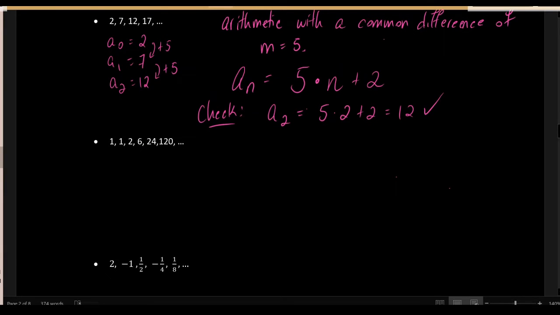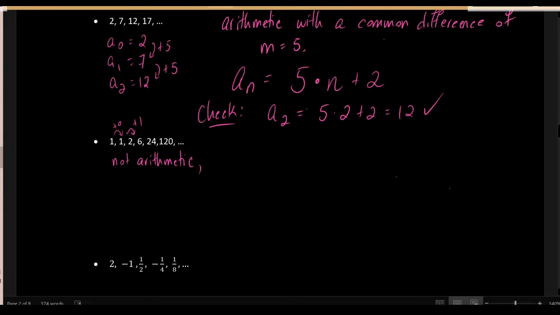1, 1, 2, 6, 24, and 120. First, I'm going to check if the sequence is arithmetic. But I can tell that that's definitely not the case, because moving from 1 to 1 involves adding nothing, but moving from 1 to 2 involves adding 1. So there's already a discrepancy here, so this sequence definitely cannot be arithmetic. To be arithmetic, you have to add exactly the same amount with each step.